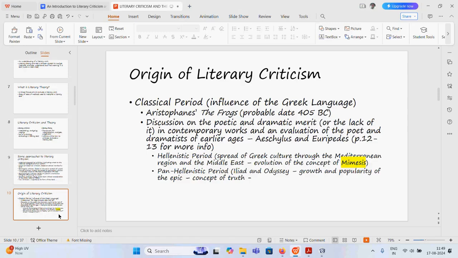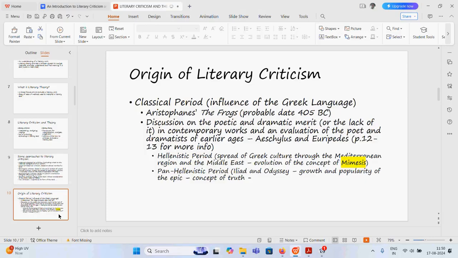What do we have here? It is a discussion on the poetic and the dramatic merit in contemporary works, works contemporary to the writer, and it is also an evaluation of the poets and dramatists of the earlier ages like Aeschylus and Euripides. For more information on the classical period and the origins of literary criticism, please refer to pages 12 and 13 of your SLM. This period may be further divided into the Hellenistic period and the Pan-Hellenistic period.